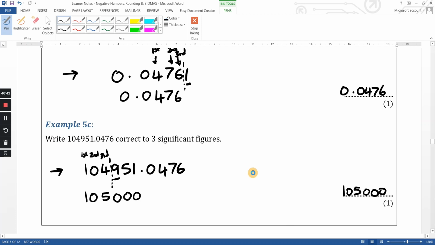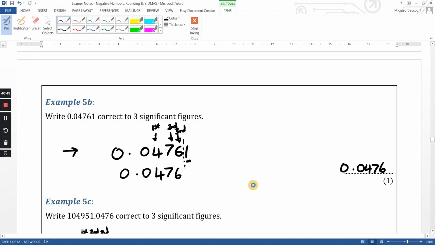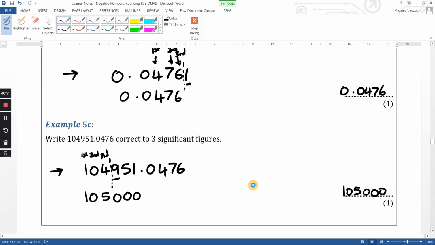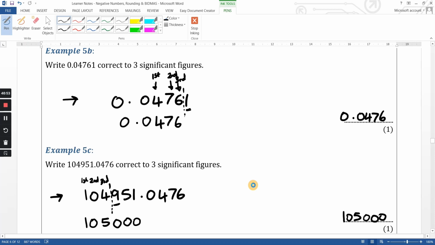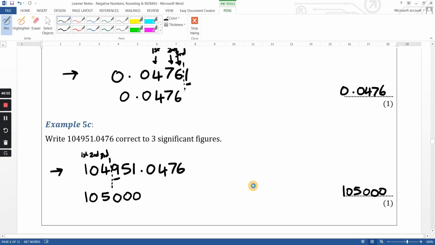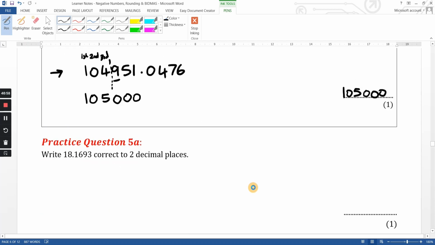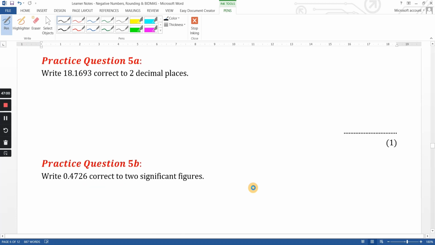Okay, so yeah, if you stick to these rules, they do work. If maths is all about rules and just following them, there's a lot of rules to remember. But yeah, if you stick to these rules, you can't go wrong. So have a go at the next ones yourself. Pause the video. When you're ready, unpause it. Okay, let's go for the answers.